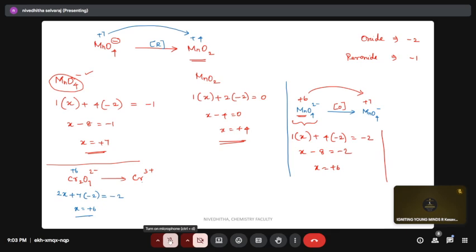On the right side we have only one chromium, we have no other chemical species, and the charge on chromium is plus 3. So chromium's oxidation state changed from plus 6 to plus 3. Now the oxidation number is decreasing, so this reaction is a reduction reaction. So Vedant's answer was right. Your answer was reduction, right, Kana? Yes, ma'am. Fine.